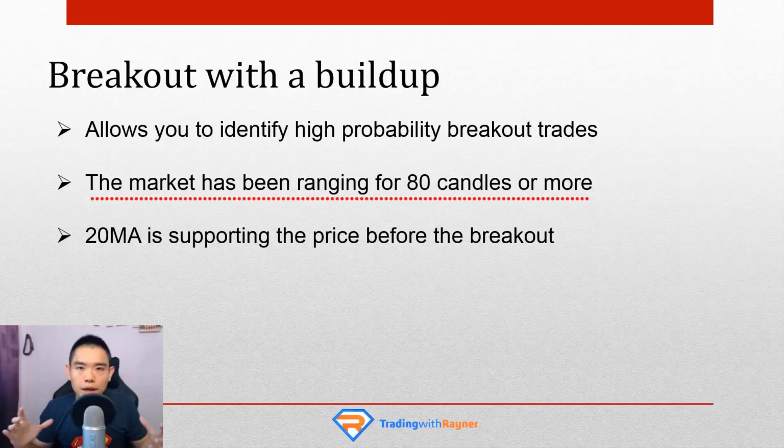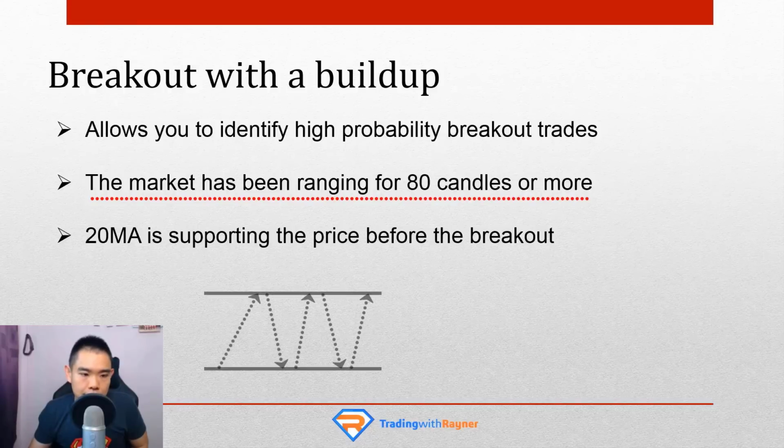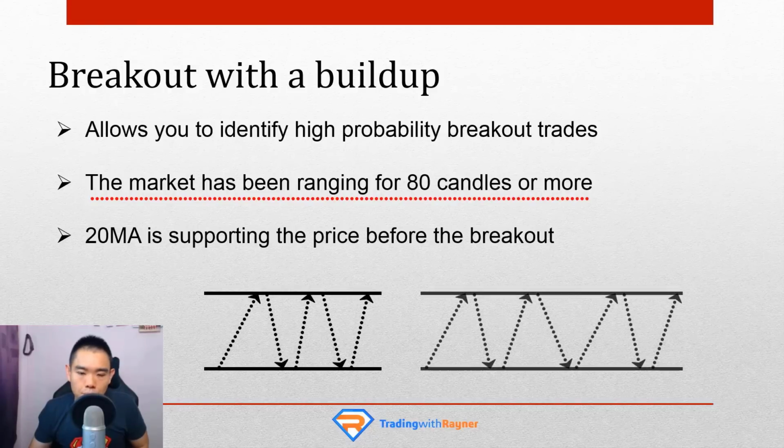more. And the reason is simple, because based on my observation, the longer a market ranges, the harder it breaks. So for example, let's say you compare a range that is like this and another one that is like this. When the price breaks out, which of these two range markets will lead to a stronger trend? If you ask me, it's this one over here.